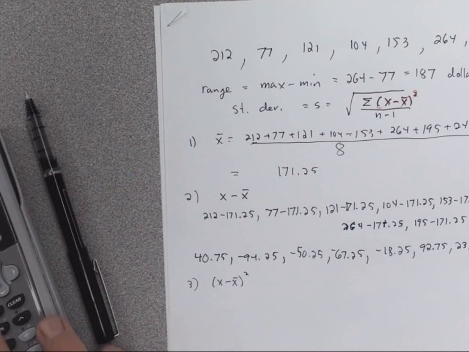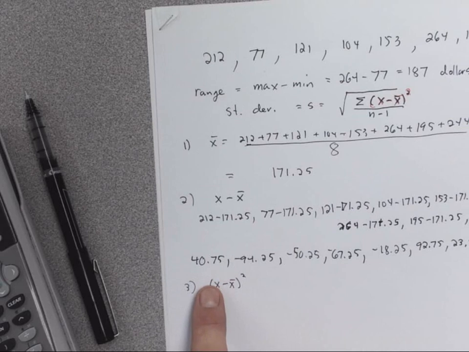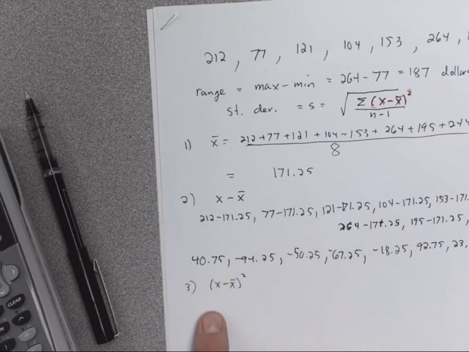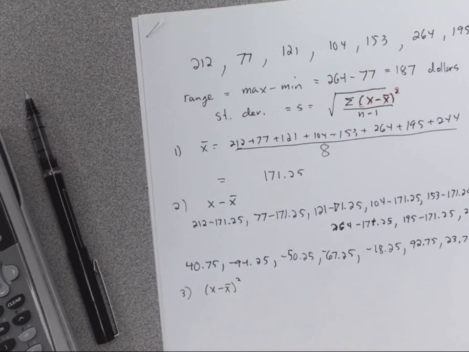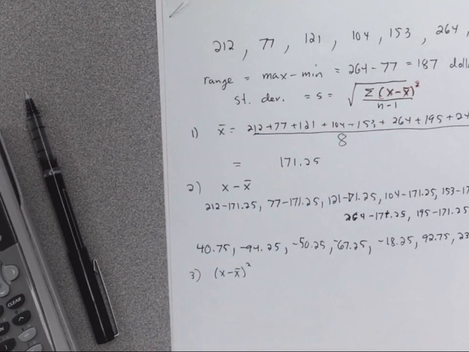So 40.75 squared. So, you know, if you already had that 40.75, you might want to do this step and the next step at the same time. Does that make sense that you could calculate those numbers? But I'm trying to do step by step by step because it really helps students to stay organized.